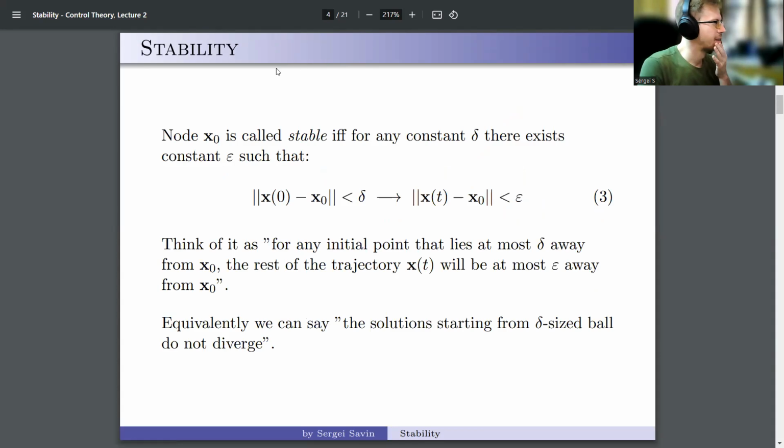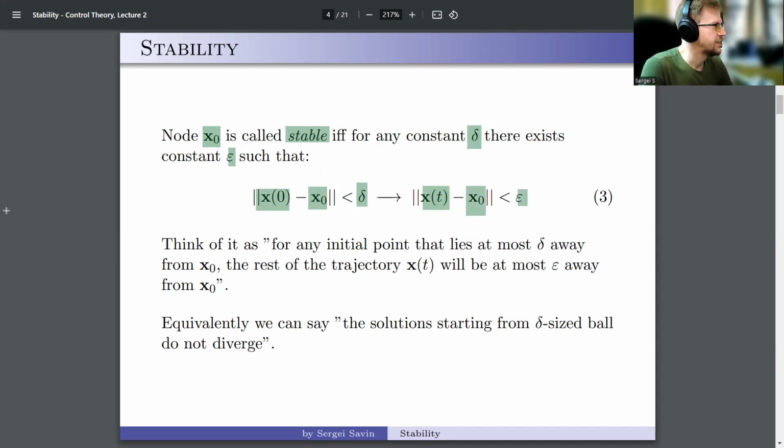Now stability. The node x0 is called stable if and only if for any constant epsilon there exists another constant delta such that the norm of x of 0 minus x0 being less than delta implies that the norm of x of t minus x0 will be less than epsilon.